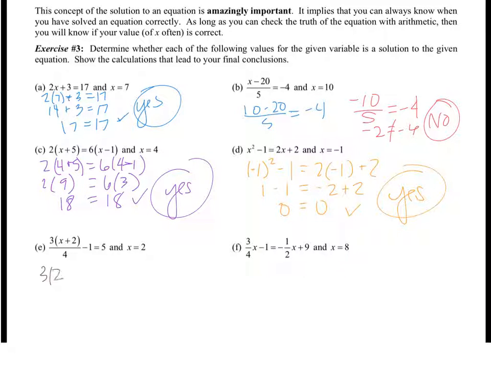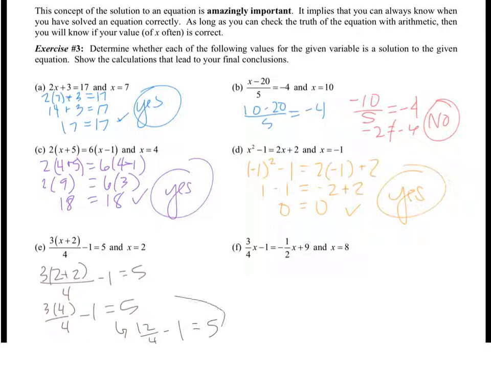My next one, we are plugging 2 in for x. So 3 times 2 plus 2 divided by 4 minus 1 equals 5. 2 plus 2 is 4, so 3 times 4 divided by 4 minus 1 equals 5. Okay, and then 3 times 4 is 12. Divided by 4 is 3. So now I'm going to move this up here. 3 minus 1 does not equal 5 because 2 does not equal 5. So no, that is not true.